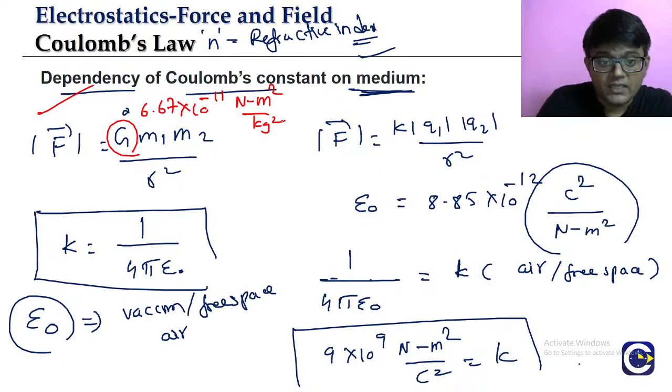Compare that with the K value for vacuum, free space or air, which is 9 into 10 power 9. So for the capital G, the exponential term is 10 power minus 11, whereas here it is 10 power 9.